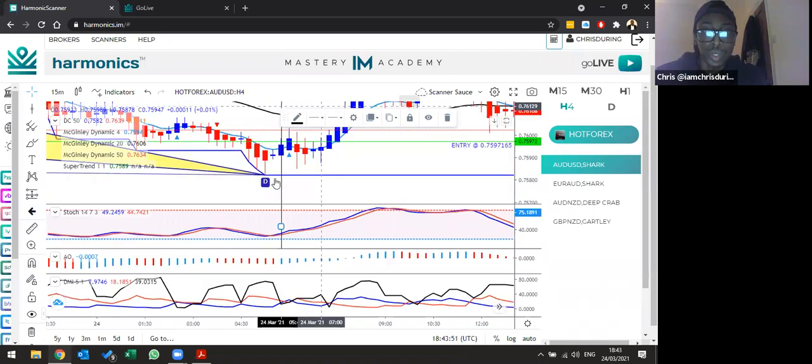So far we've got our flat bottom candle, we've got a cross above the 4 McGinley 3, and we've now got our blue above the red, which is a fourth confirmation.